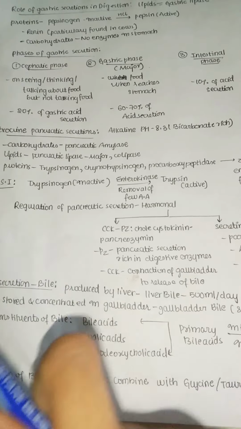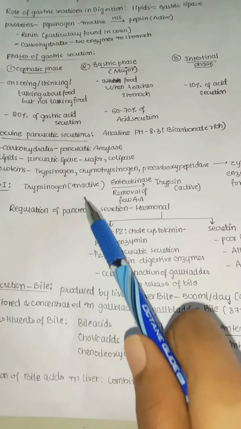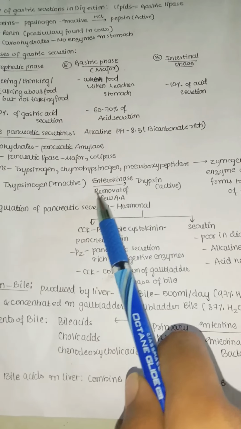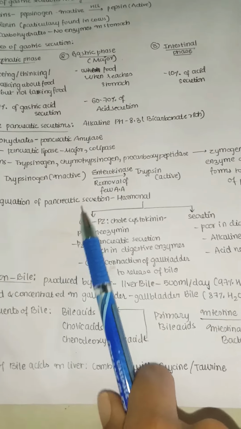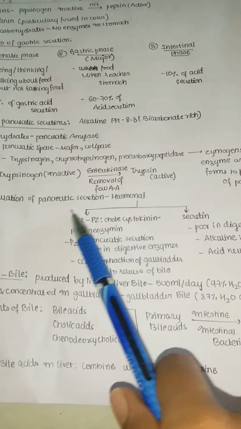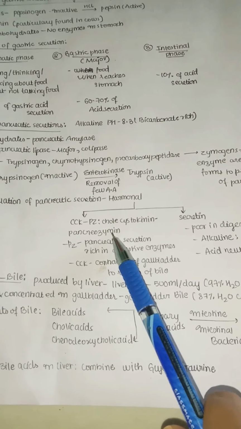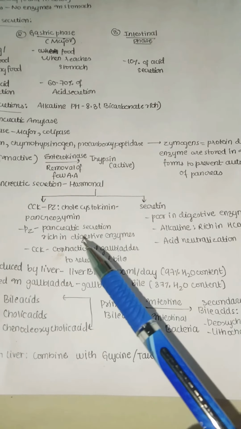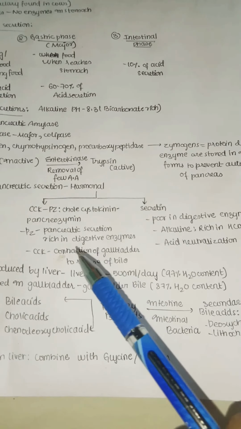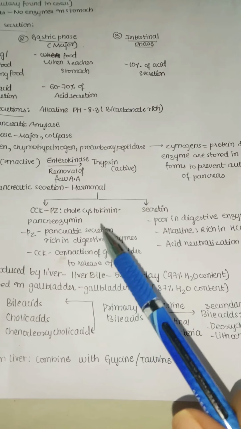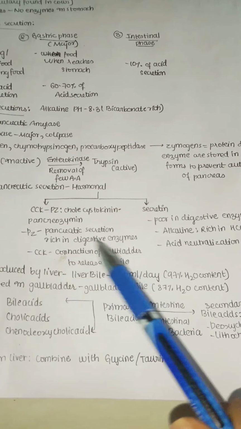Now let us move on to the small intestine. In the small intestine, trypsinogen is inactive. It is converted into its active form, trypsin, by means of enterokinase and removal of a few amino acids. The regulation of pancreatic secretion is hormonal. It mainly has two hormones for regulation: CCK-PZ, that is Cholecystokinin-Pancreozymin, and also Secretin. Let us see how these regulate the pancreas. PZ is for pancreatic secretion, which is rich in digestive enzymes.